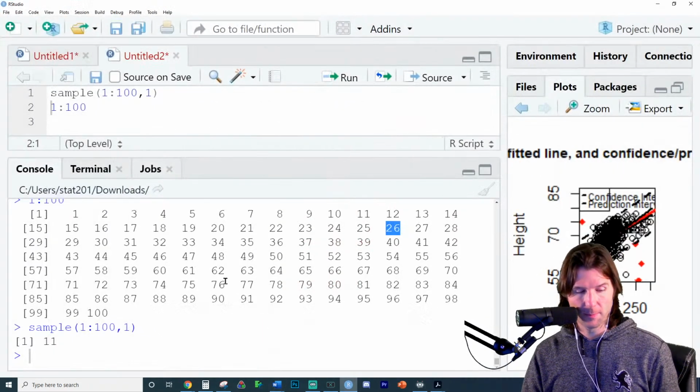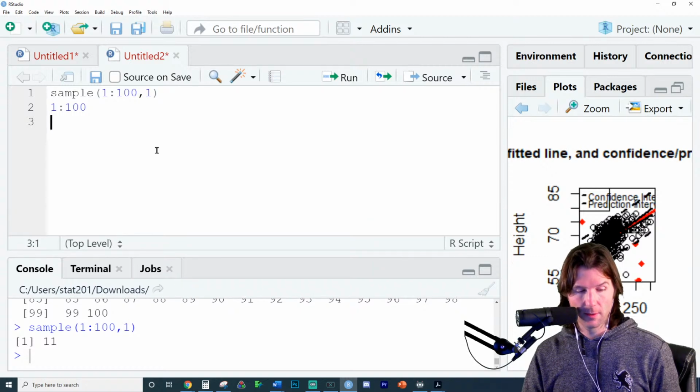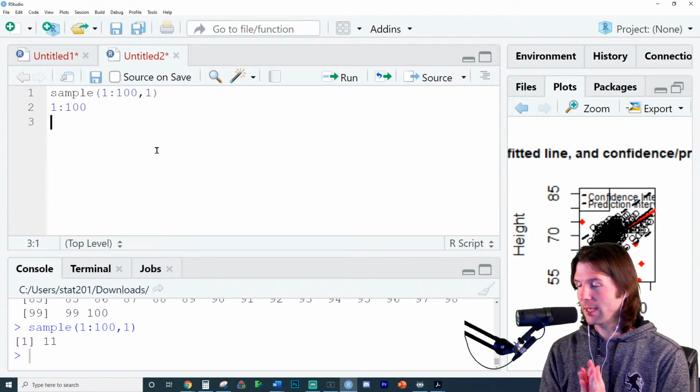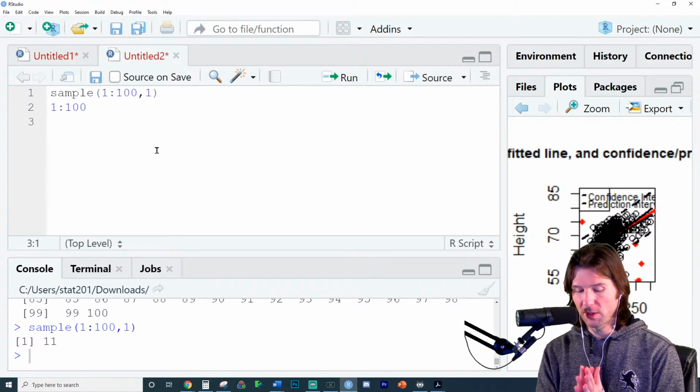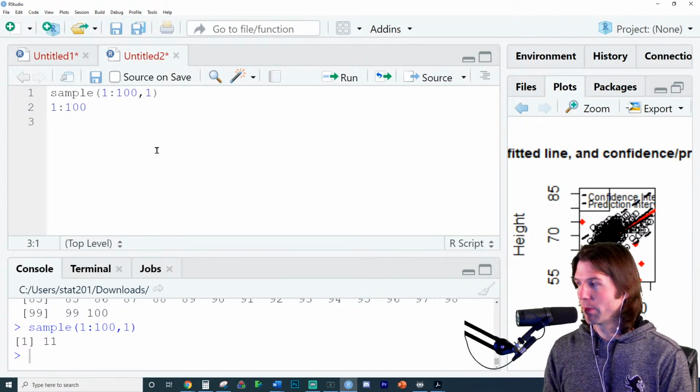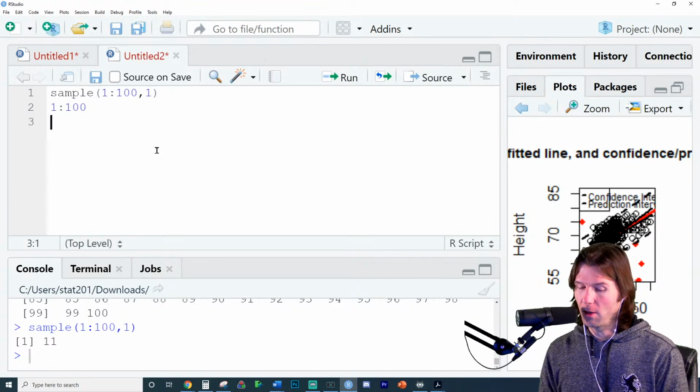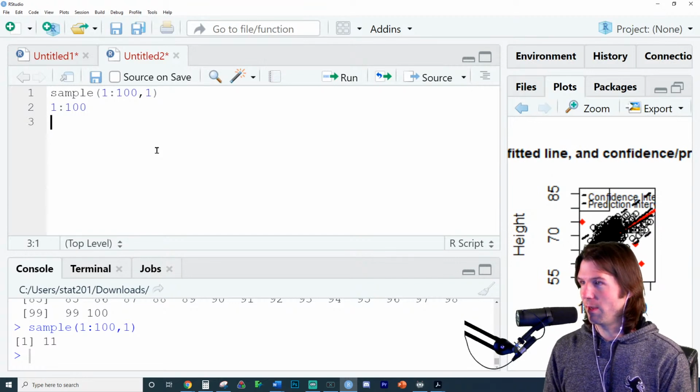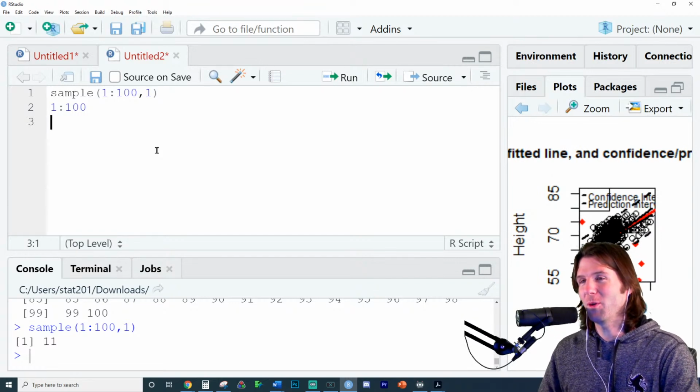Let's simulate some data. We're going to do a simulation right here. Let's simulate rock, paper, scissors. If your friend always throws rock, you can always beat them.